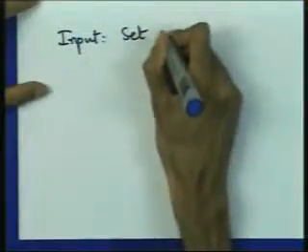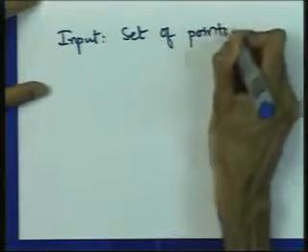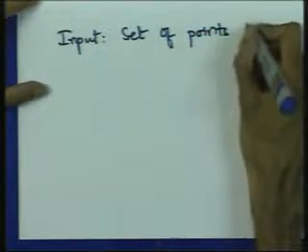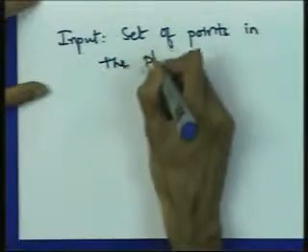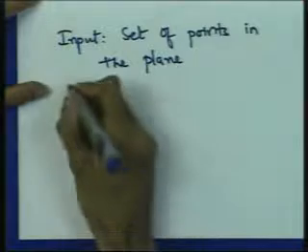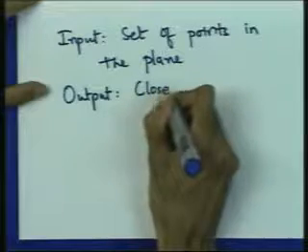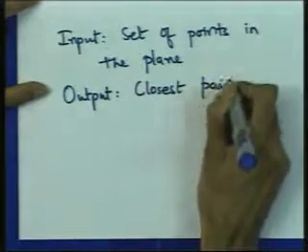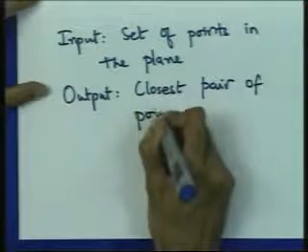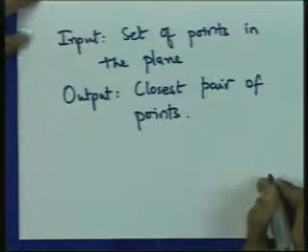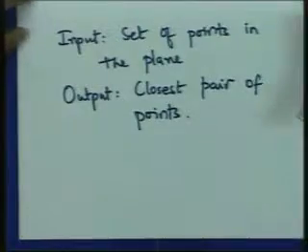is a set of points in the plane, say. The output: I want the closest pair of points. Given some points, I can compute the distance. And among these points that you are given in the plane, you want to find the closest pair.